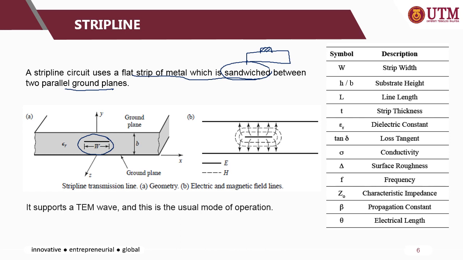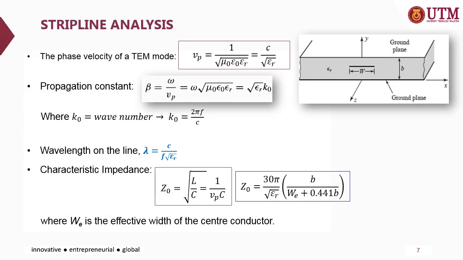To revise, the strip line supports TEM mode, and this is the common mode of operation for strip line. For strip line, we can calculate the phase velocity for the TEM mode of operation, Vp, by using the following equation, where c is the speed of light and epsilon r is the relative permittivity of the dielectric material.